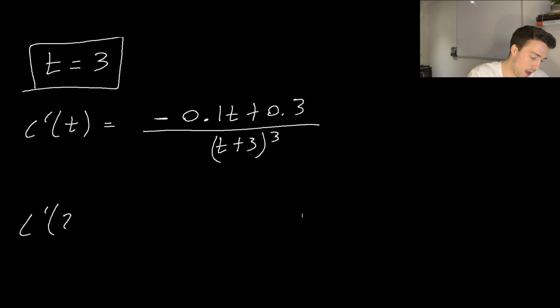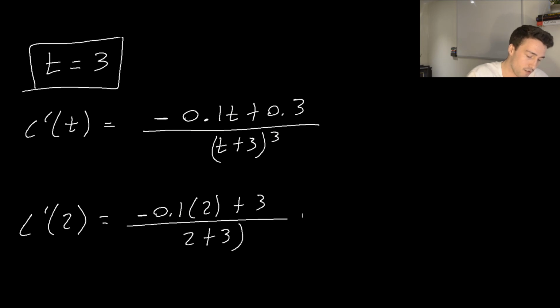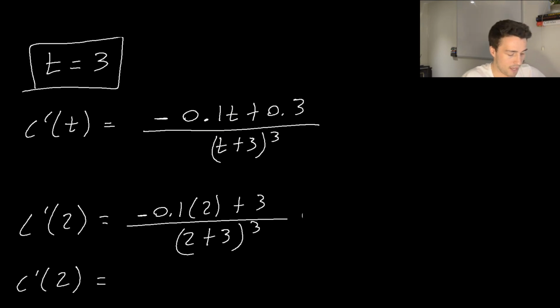So here I'm going to apply the slope at 2. This is going to be negative 0.1 times 2 plus 0.3 over 2 plus 3 to the power of 3. So this is at 2, and this would be negative 0.1 times 2 plus 0.3 divided by 5 to the power of 3. So we're going to get a positive 0.0224. And that is a positive slope there. The value doesn't really matter. We just need to know whether it's positive or negative.